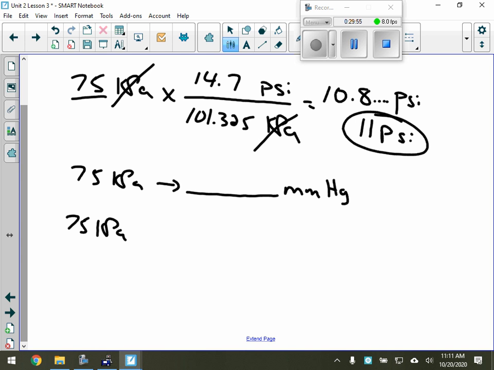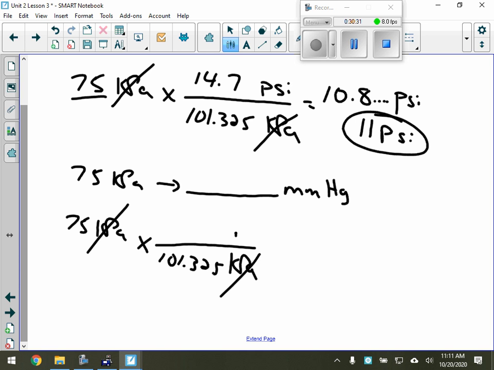Now you say, well, is it always going to be this kind of thing? Well, yeah, you're going to take the number that you're trying to convert, so 75 or 40 or 28.8 or whatever, or 500. And you're going to multiply it by, does kPa always go on the bottom? Well, if kPa is here, then kPa needs to go here, because kPa has to cancel with kPa. So yeah, it has to go on the bottom. And the number that goes with kPa is 101.325, again from the back of the periodic table.